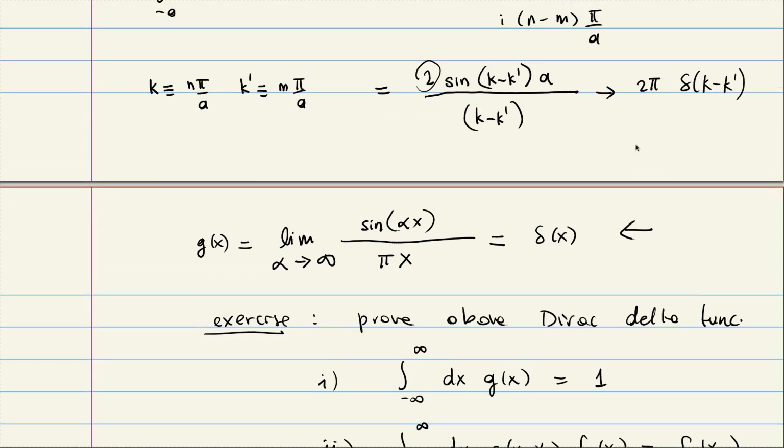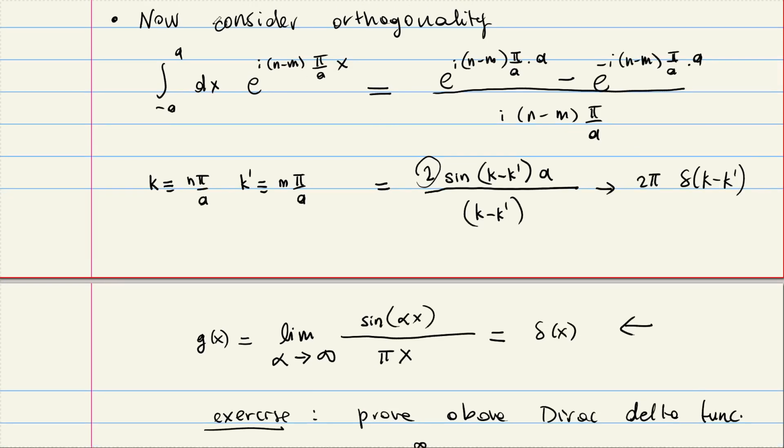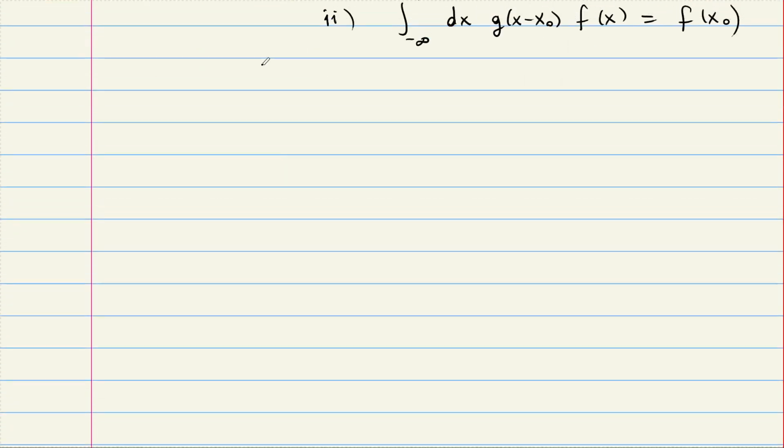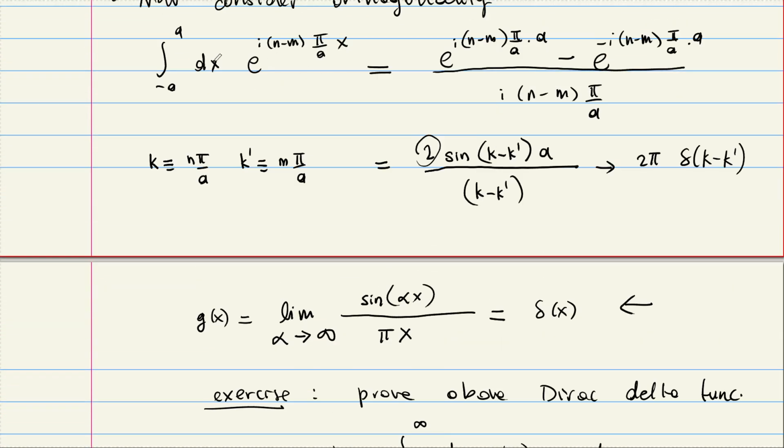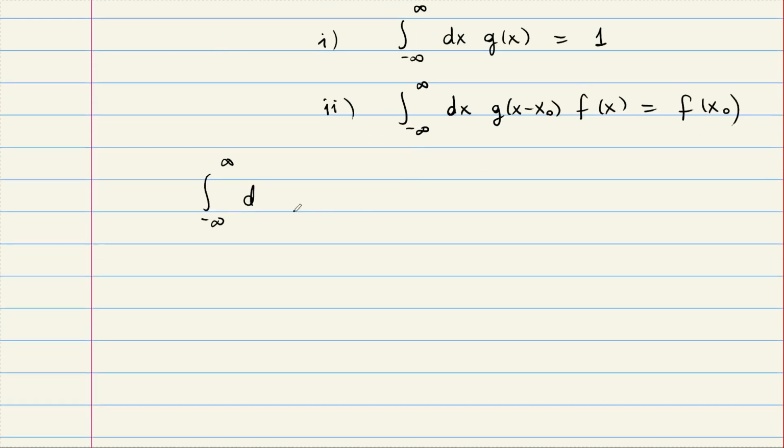But let's come back to what we have here. We have minus infinity to plus infinity, so you can see dx e to the i (k minus k prime) x is equal to 2 pi delta of k minus k prime.